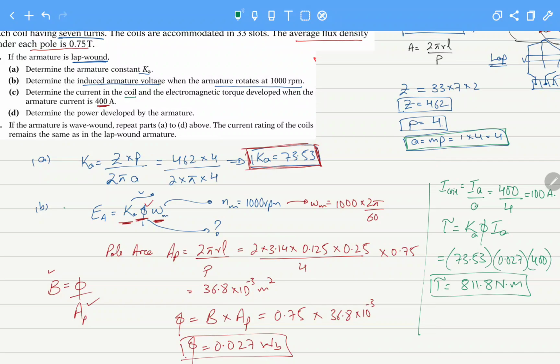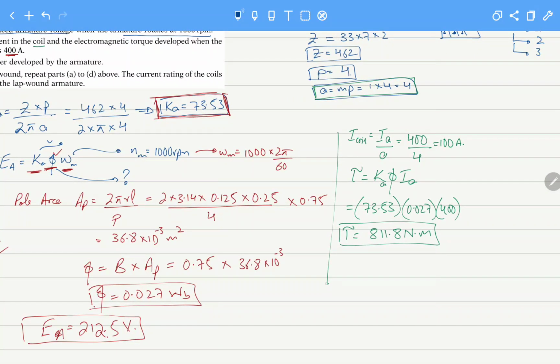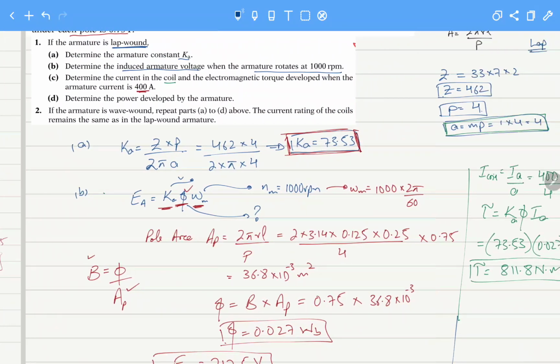And lastly, determine the power developed by the torque. Now the power that is developed by the torque is being required. So for the power developed by the torque, there are two ways that we can calculate it.